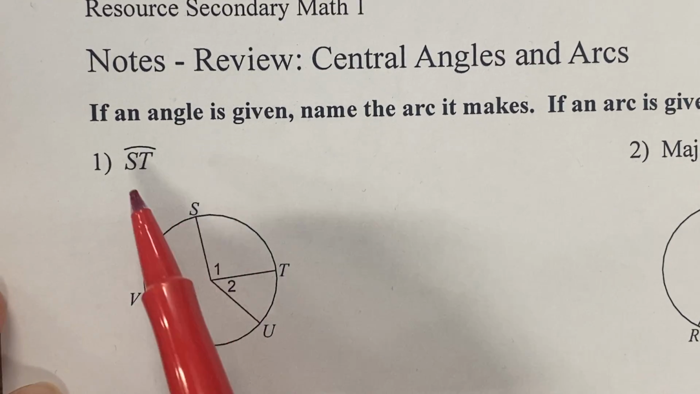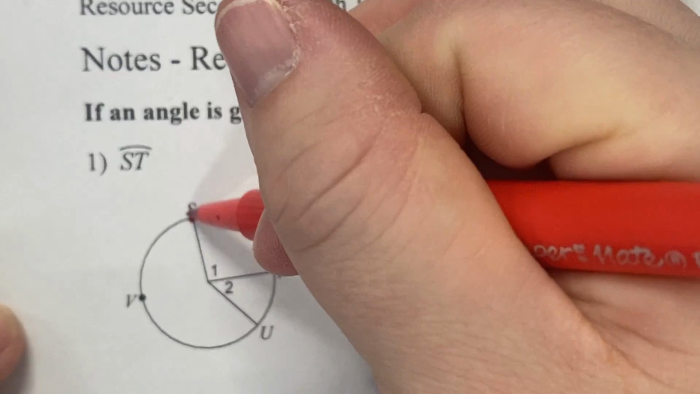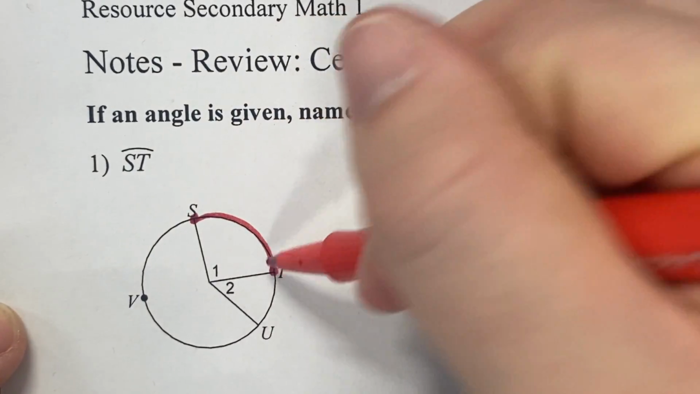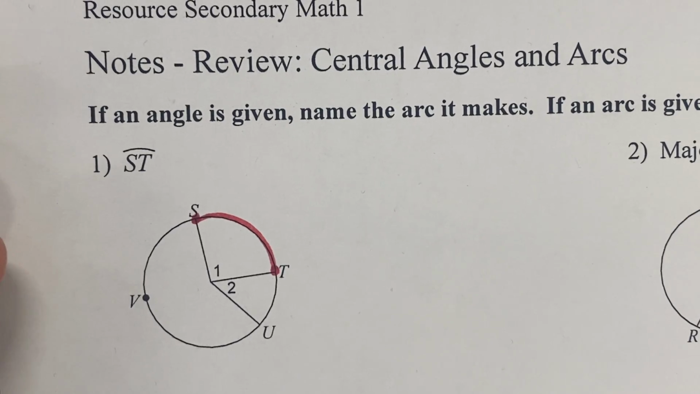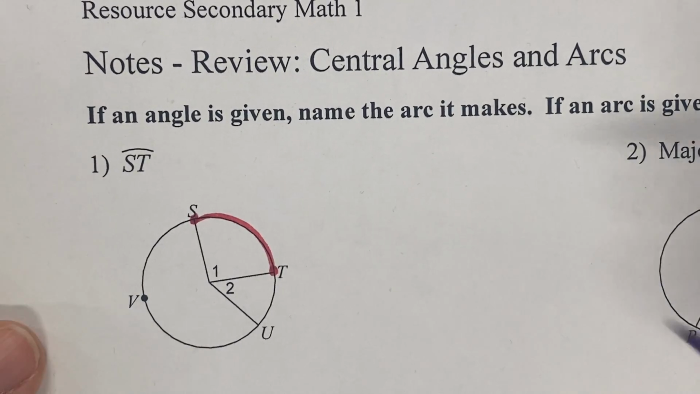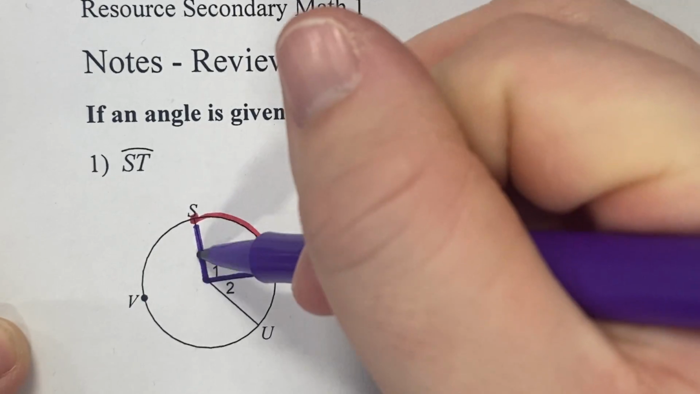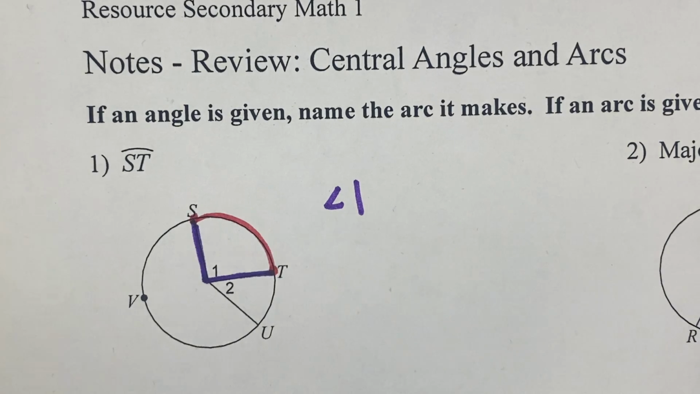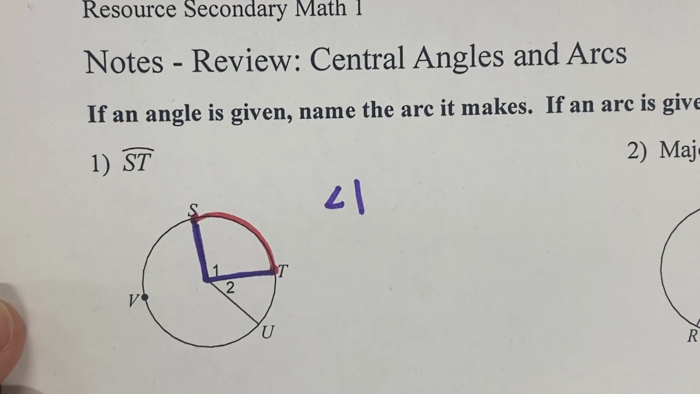It gives us arc ST. This is a minor arc, starts at S, ends at T because there's only 2 letters. If it's giving us that arc, then we need to name its central angle. Well, the angle that those 2 endpoints create would be angle 1. And there we go.